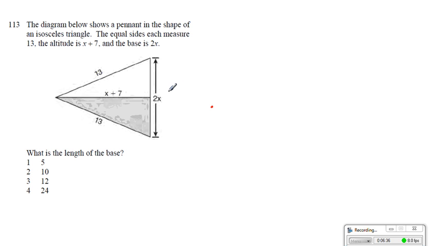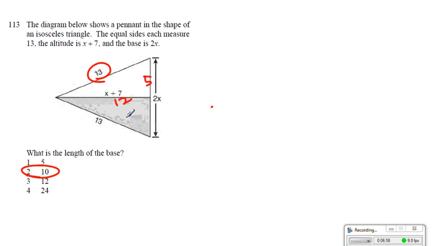Now, this is actually a quite clever question. Given that this is 13, and the one popular triple that we know of is 5, 12, 13, wait a minute, does that fit x plus 7 if x equals 5? Yes, it does. So in fact, what is the length of the base? Base is equal to 2x, so therefore we end up getting 10.